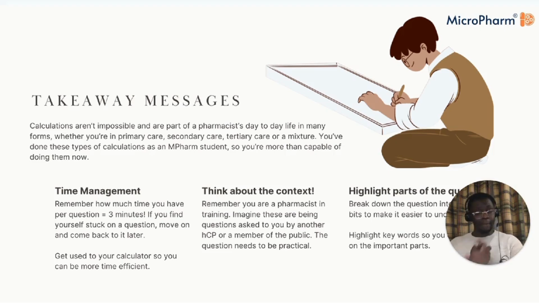Remember your time management. You've got 3 minutes per question on average, so use that. You have to think about the context of the question and also think about breaking down parts of the question. Really get into the nitty-gritty of the question and highlight the bits of information that are of relevance to you, and that should all help you in being successful with this part of the registration assessment.